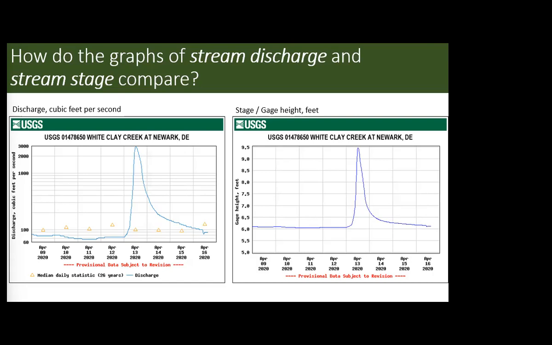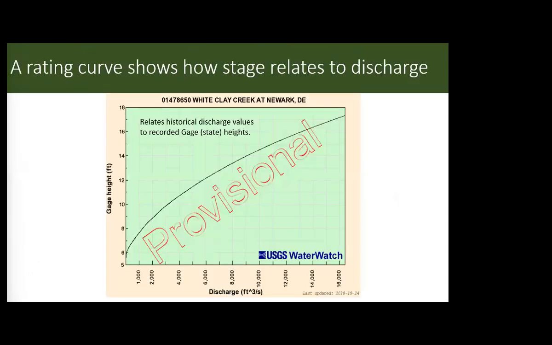So stage is going to be directly proportional to discharge. That's going to be a really important takeaway. If we can measure stage, we can measure discharge really easily. Because the only other components are the cross-sectional area, which we already know is going to stay pretty stable, and the velocity, which we can back calculate as well. So that'll be pretty easy.